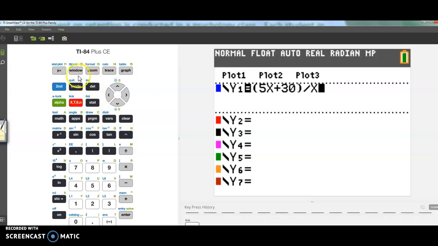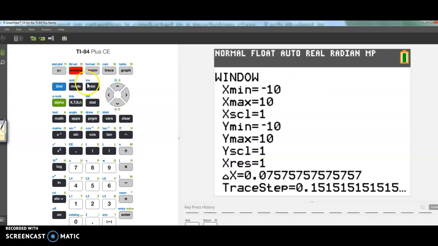And then I want to set up my window. So this is where I'm using the information I observed in the problem. So we are told that x, or t, starts at 1. And we're told that they do this for 20 days. So we go up to 20.